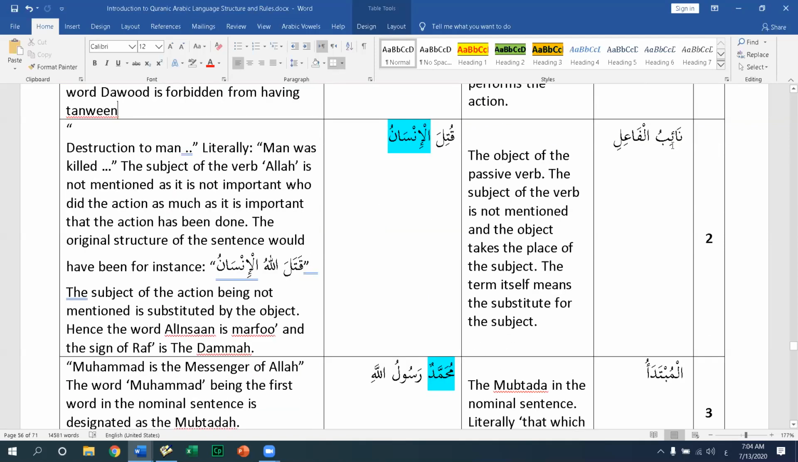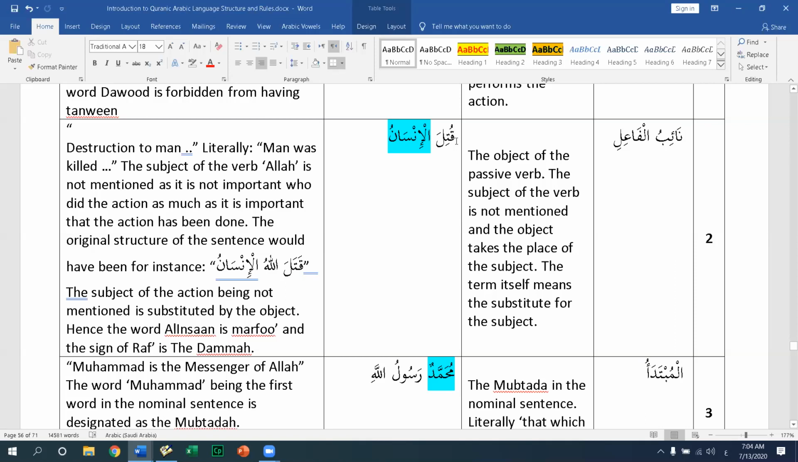نائب الفاعل, the object of the passive verb. The subject of the verb is not mentioned and the object takes the place of the subject. The term itself means the substitute for the subject. The word naib means representative. For example, if someone were to come and say, where is the principal for the school? I would say he's not here, but ana naibuhu. I am his representative. I take his place when he is absent.